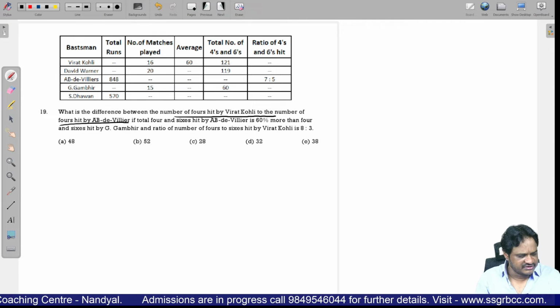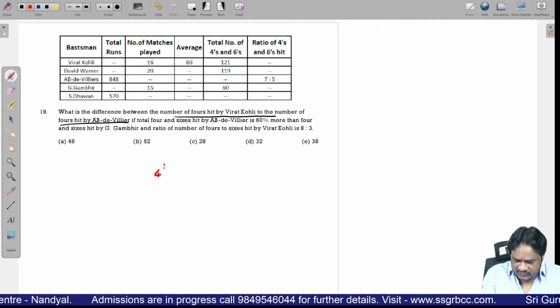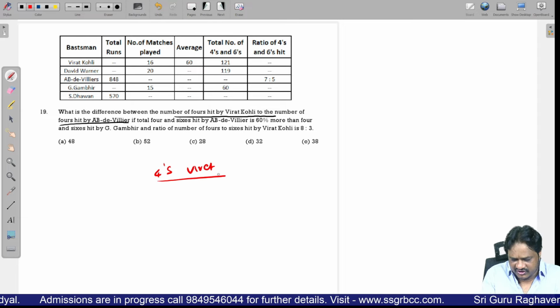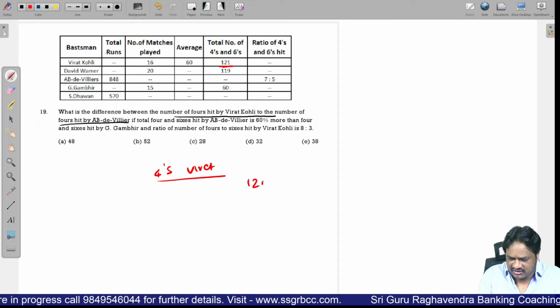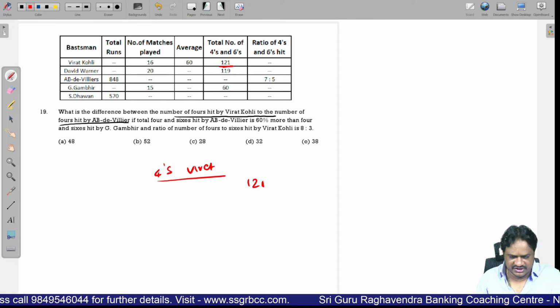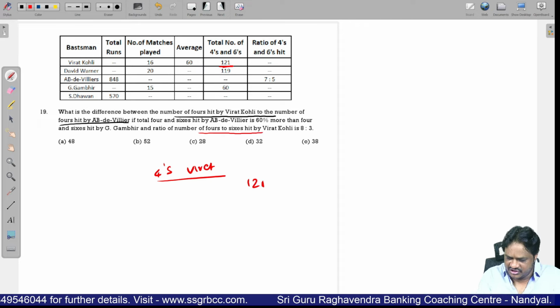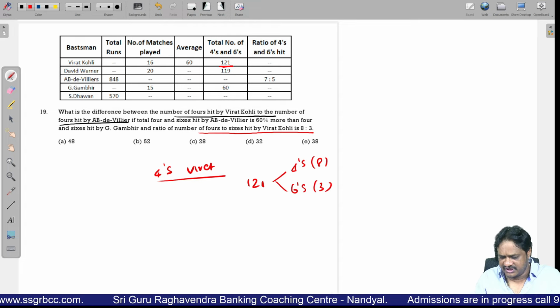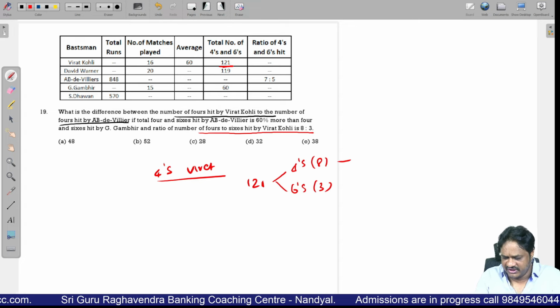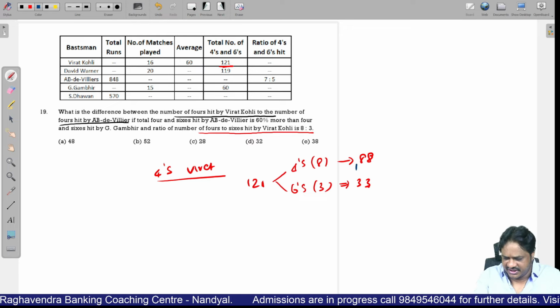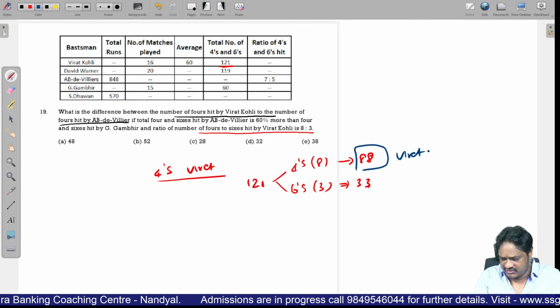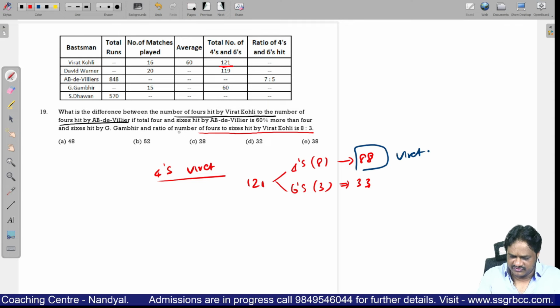First, let us take Virat Kohli's fours. Let us calculate that one. Virat Kohli is hitting 121 boundaries. The ratio of the fours and sixes hit is 8:3. What is 8 plus 3? 11. So 121 by 11 is 11. So it is 88 and 33. That means he is hitting 88 fours for Virat Kohli.